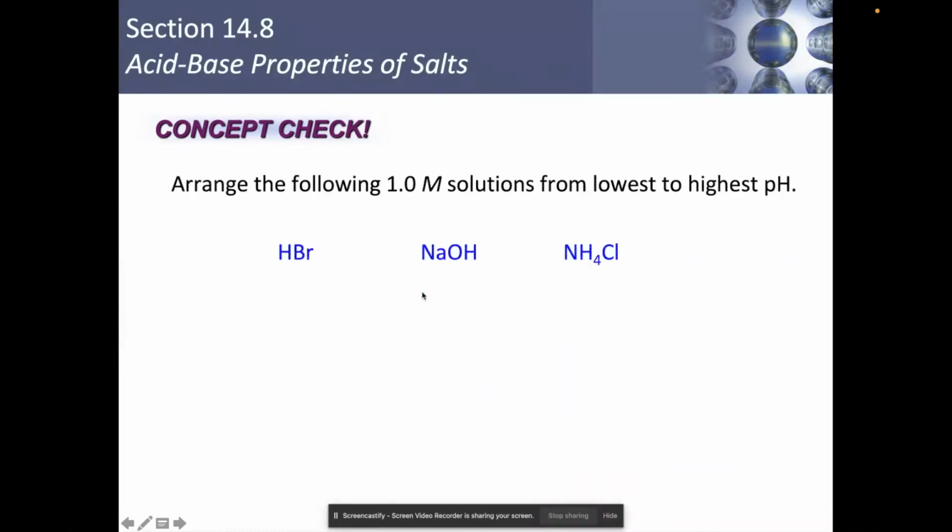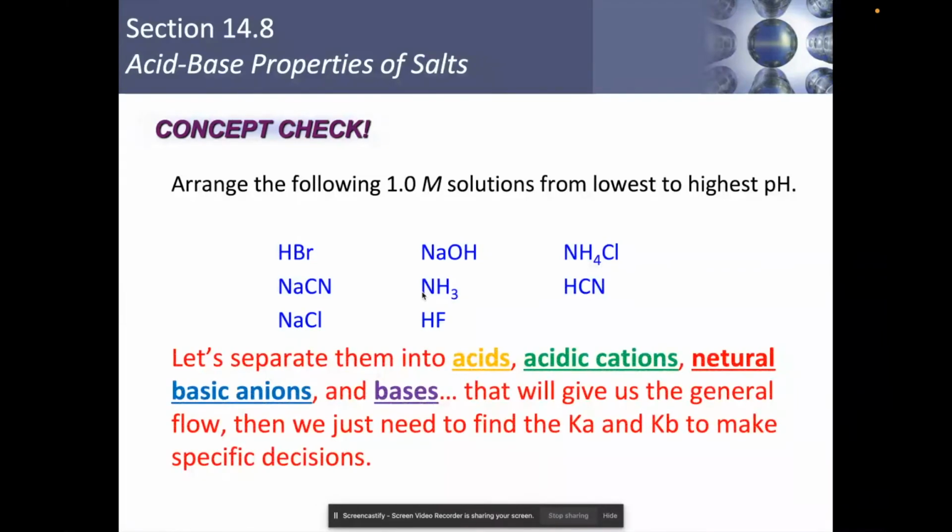So here's what I would say to do first. If we're taking a look at each one of these, let's color code acids, acidic cations, neutral solutions, basic anions, and bases. That'll give us the general flow, right? Because acids would have the lowest pH, and then next our acidic cations, neutral would be in the middle, basic anions, and then bases. That'll give us an idea.